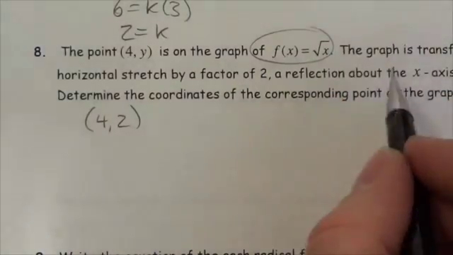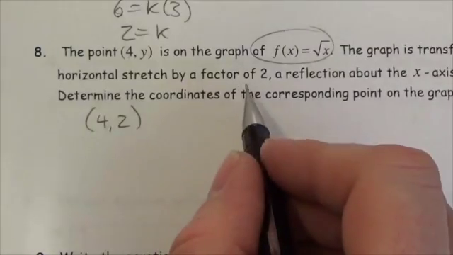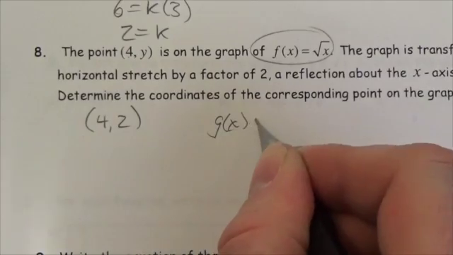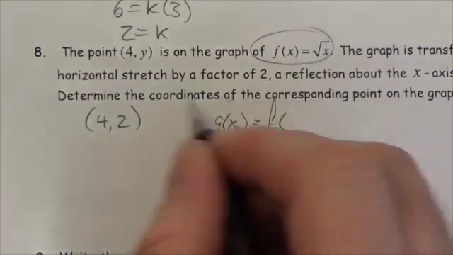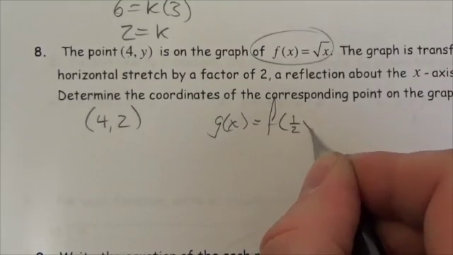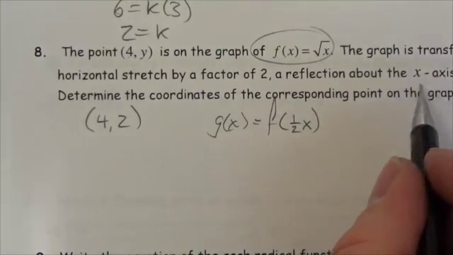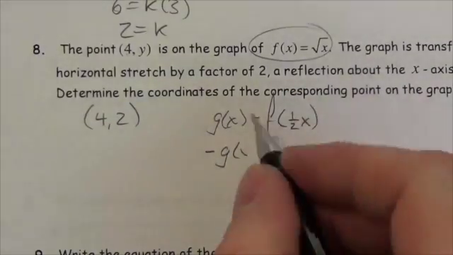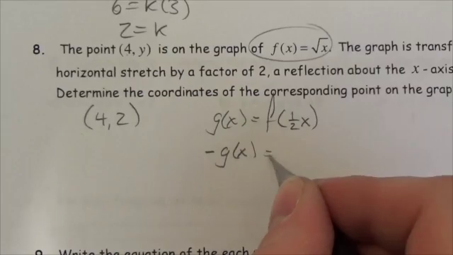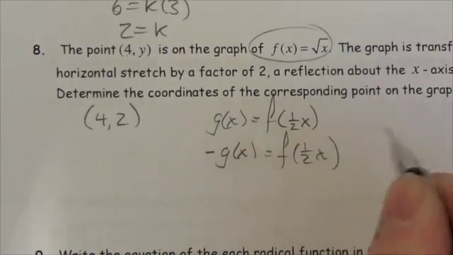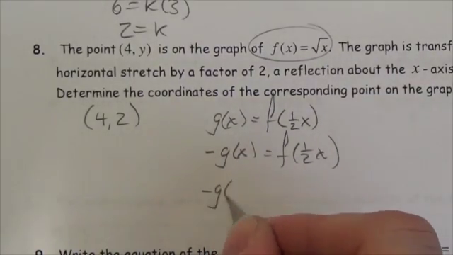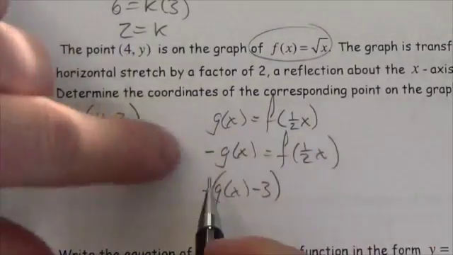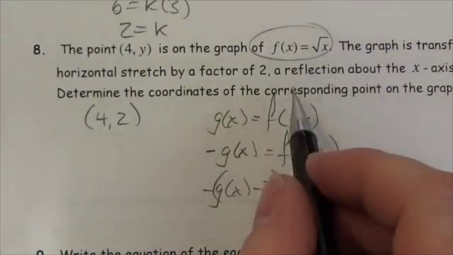Anyway, let's keep going here. This graph is transformed into g of x by a horizontal stretch by a factor of 2. A horizontal stretch by a factor of 2 means g of x is going to be f of, and I'm going to put 1/2 x in there. A reflection about the x-axis means we're going to leave the negative in front, so negative f of 1/2 x. Translation 3 up means it's going to be minus 3, but in brackets there because, remember, we're doing that translation.